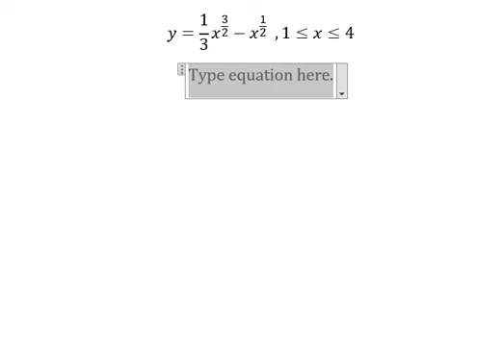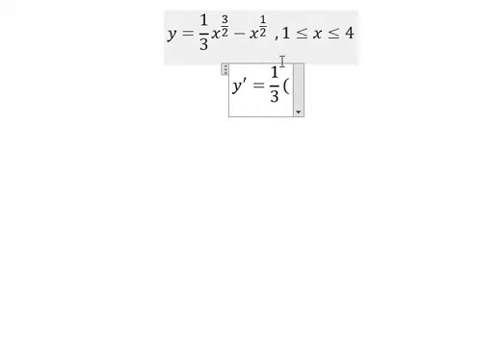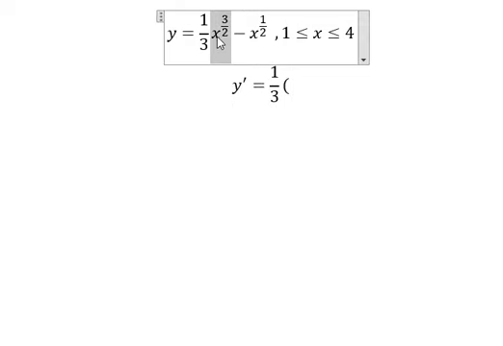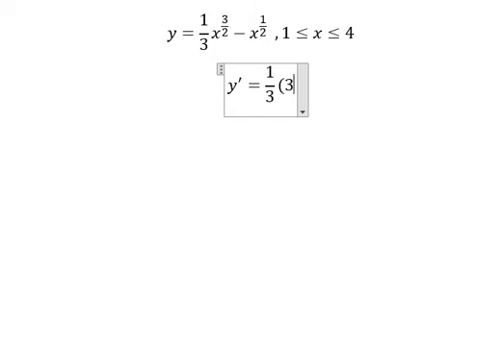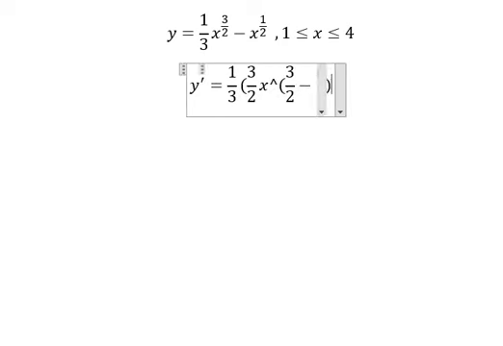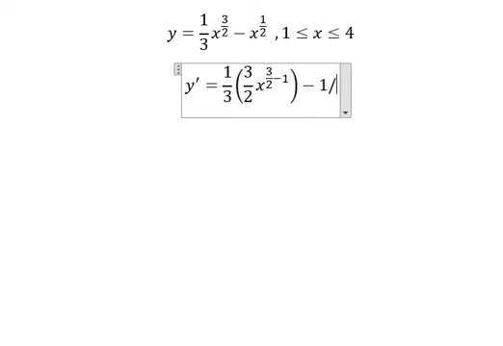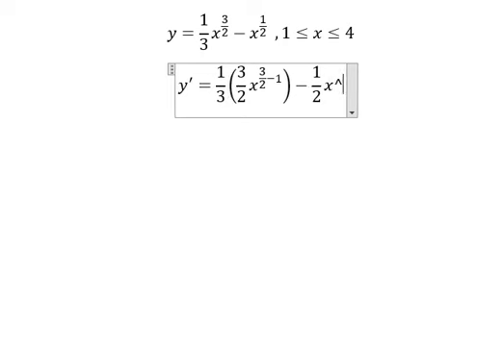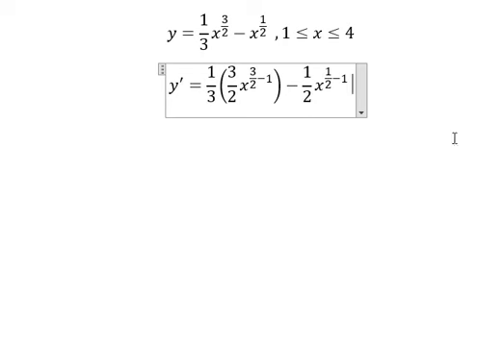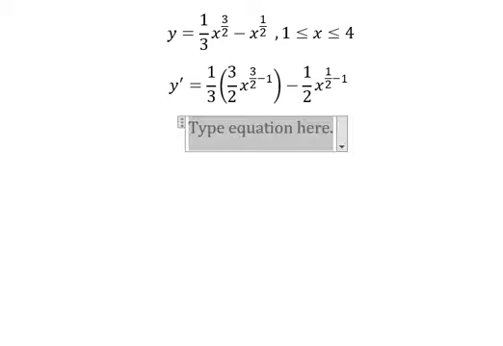We need to do first the derivative of y. So first, the derivative of x to the power of 3 over 2. We have 3 over 2 x to the power of 3 over 2 minus 1, and the second one is like this, because I just apply the formula in here. That is about the power rule of the derivative.